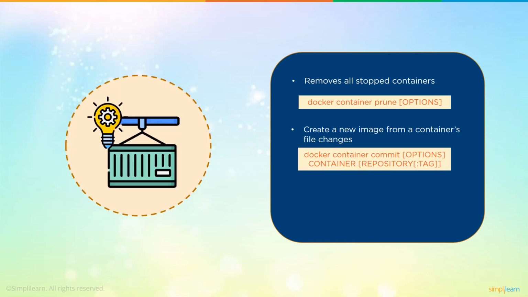Now the second one is that it creates a new image from a container's file changes. Normally what we follow is that we use the docker build command to do the build process, right? Now if you really want to prepare a new image, all you need to do is create a new image from a container. You can run the docker container commit command, and whatever container is there will be saved or preserved as a Docker image.